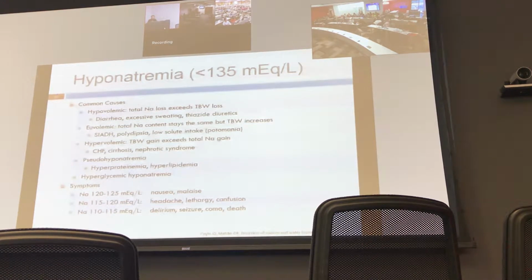Hypervolemic hyponatremia is more related to what I discussed earlier, so changes in water versus changes in sodium. So anything that can cause volume overload, CHF, cirrhosis, and any kind of volume overload in CKD.